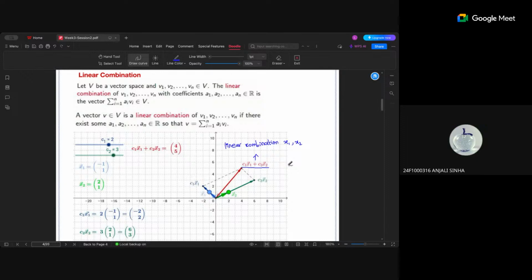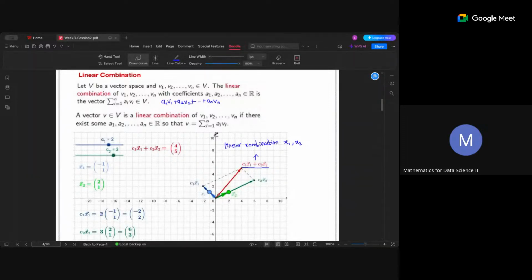Multiplied by some scalar. Just a scalar multiple, right? Now, linear combination of two vectors means scalar times first vector plus scalar times second vector. That is linear combination of two vectors. Now, what is the linear combination of n vectors? It is nothing but the sum of scalar multiples of n vectors: a1 v1 plus a2 v2 up to an vn, right? So this is the linear combination of n vectors. That's all. Okay. So is it clear what is a linear combination?